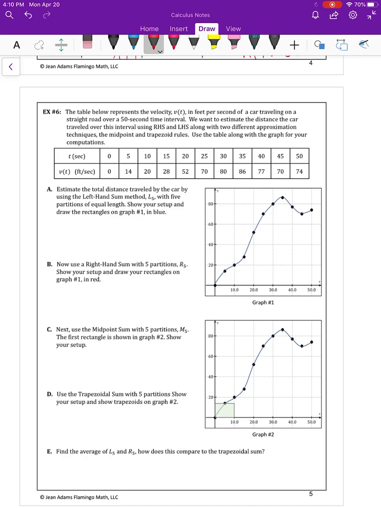Okay, so lesson 6.1, approximating area with Riemann sum. This will be our last page.